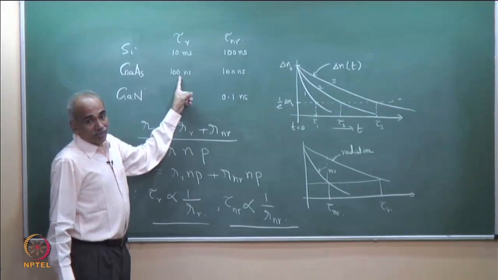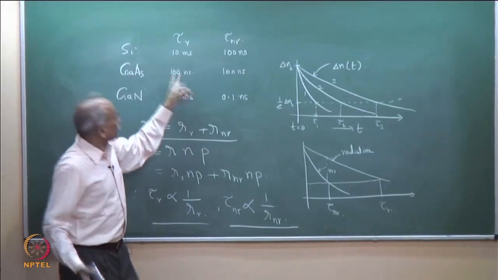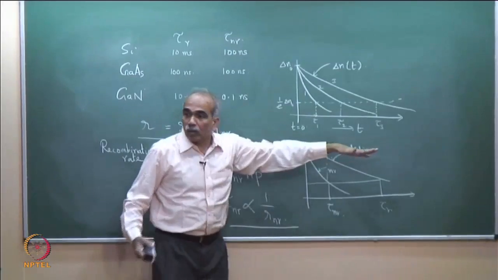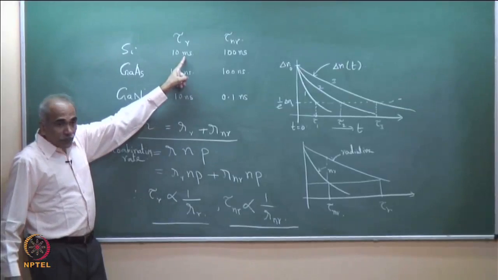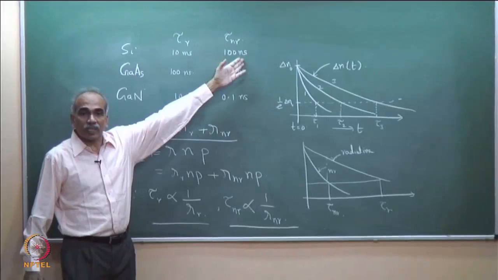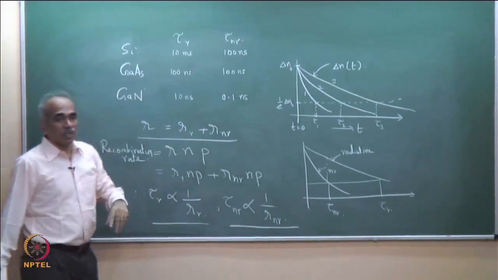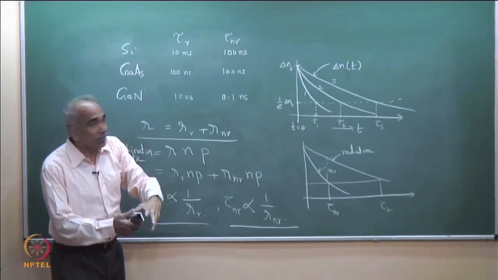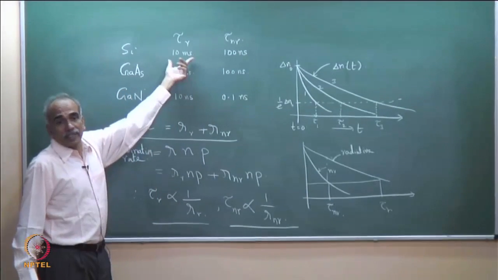You see, for gallium arsenide, both radiative and non-radiative are equally probable. The recombination time is the same, which means the rate at which recombination is taking place is the same. If you take silicon, the radiative lifetime is much larger, 10 millisecond, while the non-radiative is 100 nanosecond. So the non-radiative lifetime is much smaller here, which means if I have 1 million recombinations taking place, most of them will be non-radiative and very few will be radiative.